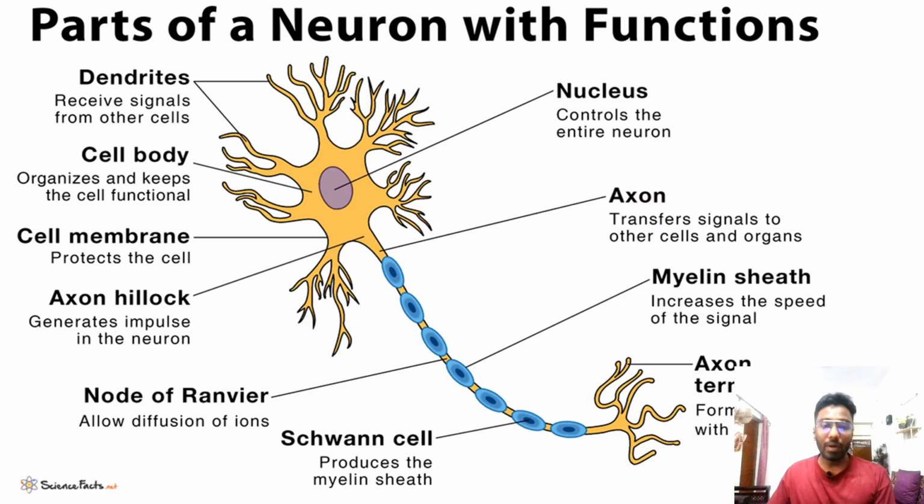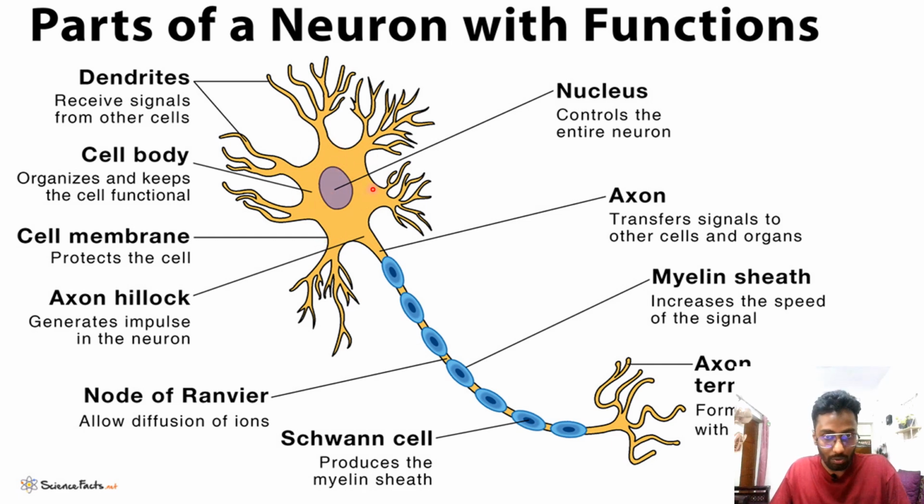Now let's see the parts of the neuron and its function. In this image, can you see these branch-like structures? These branch-like structures are called dendrites. What do these dendrites do? They receive the signal from the other neuron and then pass it to the cell body. So this is the cell body. What does the cell body have? The cell body has the nucleus, and what does it do? It maintains the health of the neuron and it controls the entire neuron.